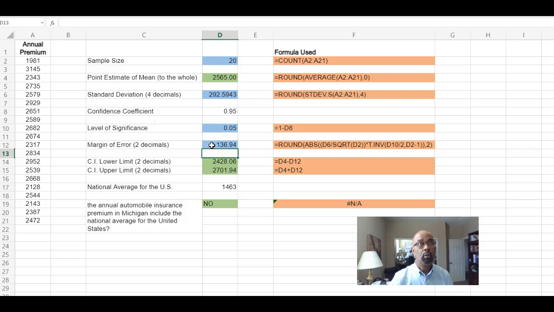So a margin of error of 136.94 gives you the confidence interval. If you subtract that value from the mean to get the lower limit, and add that value to the mean to get the upper limit. They give you that national average again, so that your confidence interval does not include the national average. So that would lead you to believe that the average annual premium in Michigan is higher than the national average. Later on in Chapter 9, we'll see that we could use this technique to determine a hypothesis test, but we're not there yet. So that's how those values are calculated.